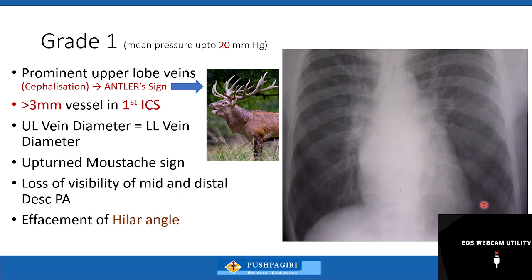Then we can see the upturned mustache sign. That is another interesting name for the same antlers horn sign. You have the arc like this, and you have the right pulmonary artery. The most prominent vessel you see is the descending right pulmonary artery.